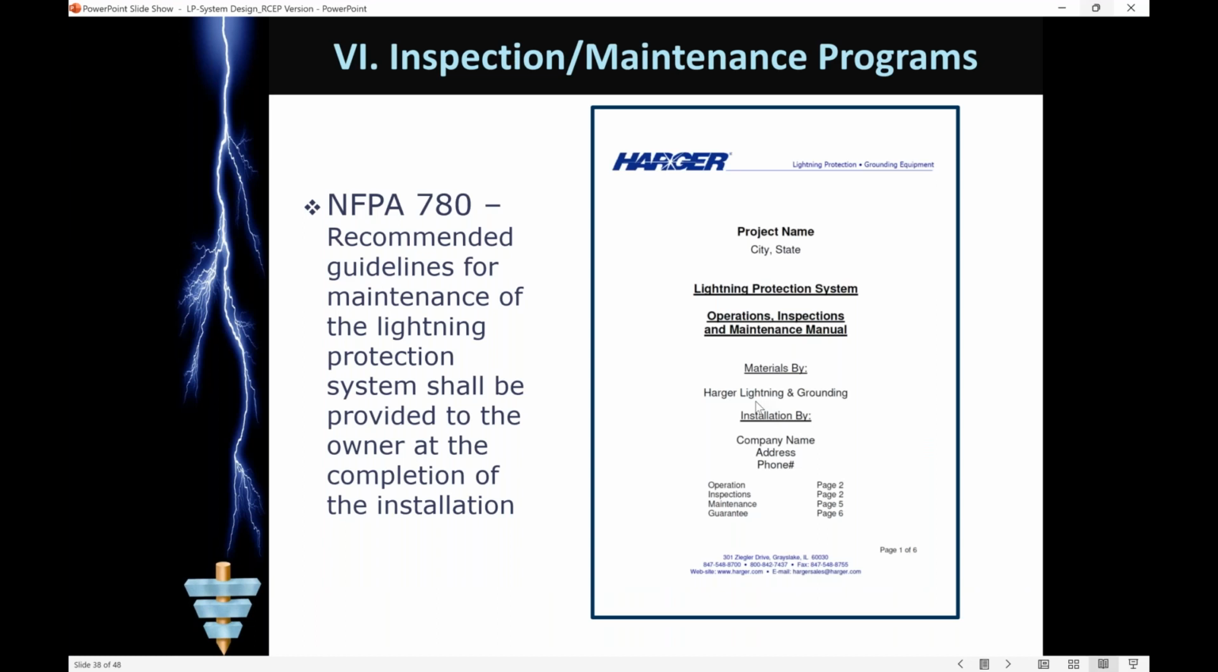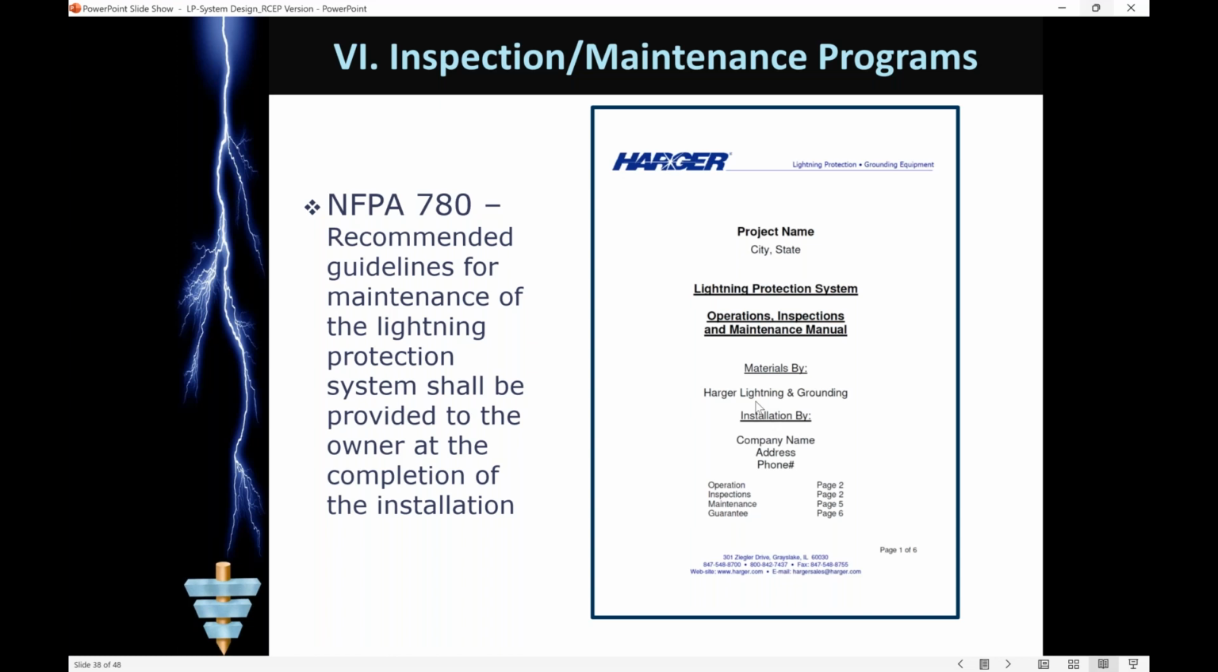Inspection and maintenance programs. One of the things we see is a lot of lightning protection systems have been installed in facilities over the years, but they're not maintained very well. A lot of times they're dilapidated. There's capital expenditures for the original installation, but then these systems are not maintained.